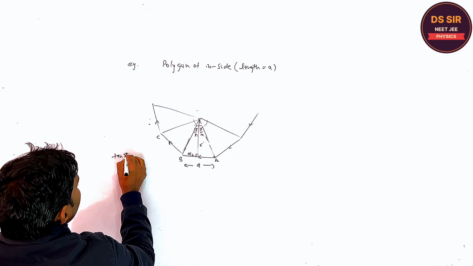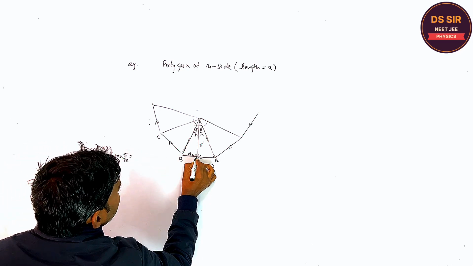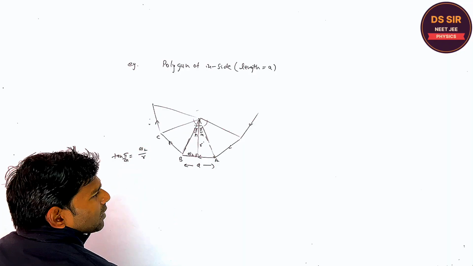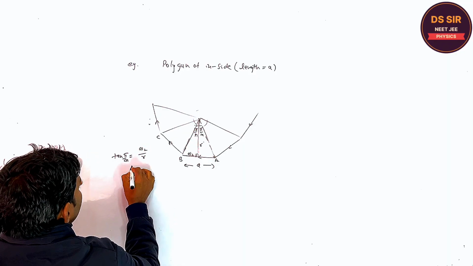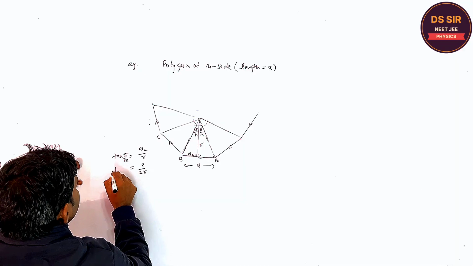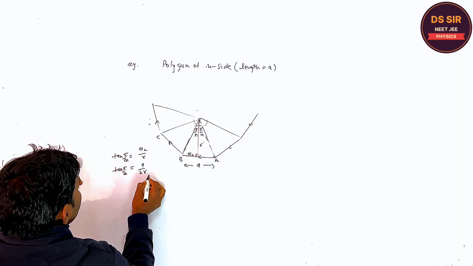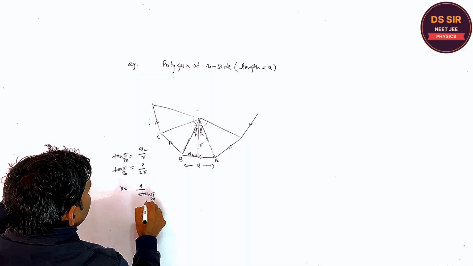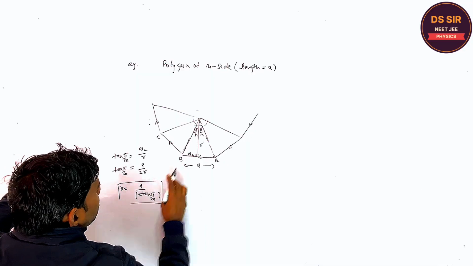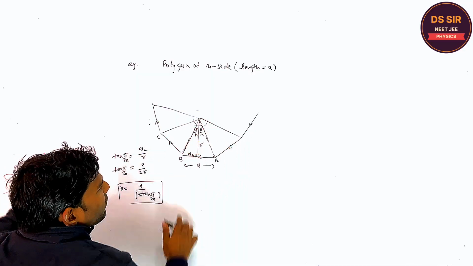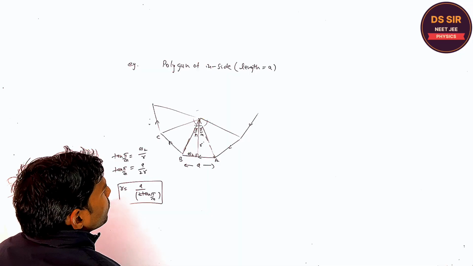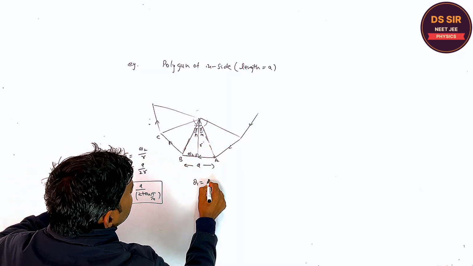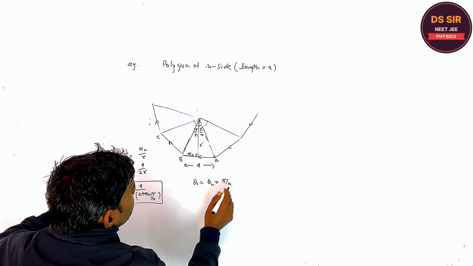So tan pi by n is equal to perpendicular upon base, a by 2 upon r, right? So it is equal to a upon 2r. This is tan pi by n. So r is equal to a upon 2 tan pi by n. So this is the perpendicular distance from the length wire AB. All right. And what are theta 1 and theta 2? Here theta 1 and theta 2 both are equal to pi by n.